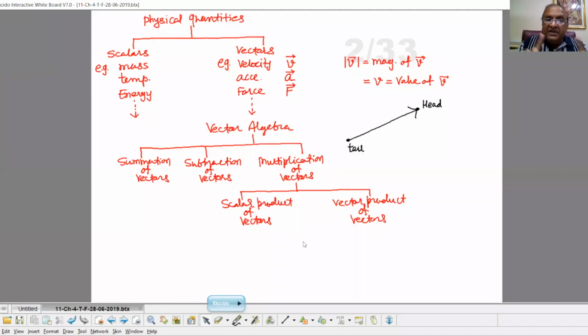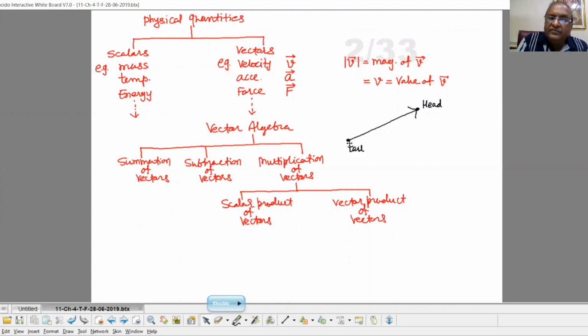Again, multiplication of vectors is divided in two parts: scalar product of vectors and vector product of vectors. All these things we will discuss in detail later on, otherwise right now we will feel a load. Okay? Now see how any vector can be represented graphically.